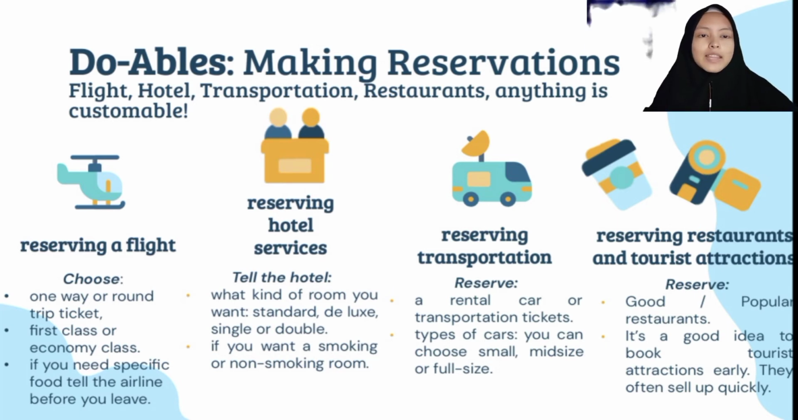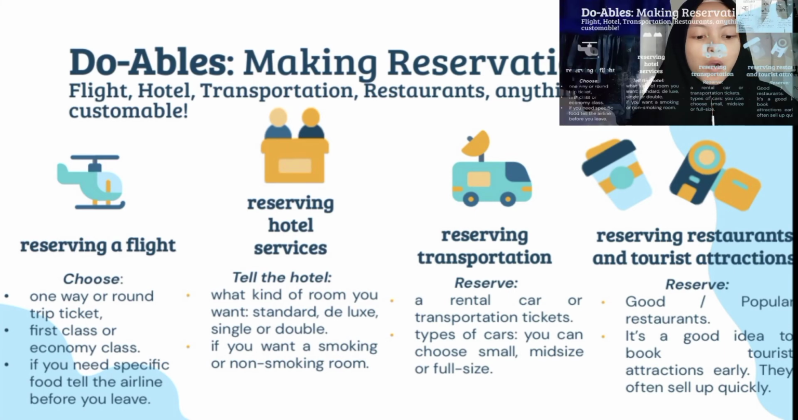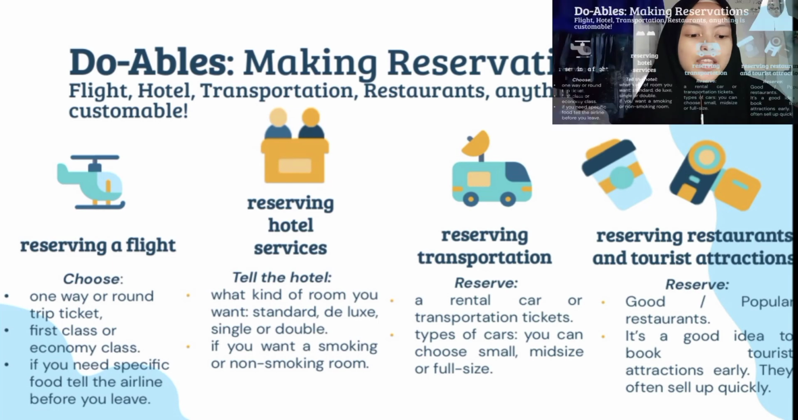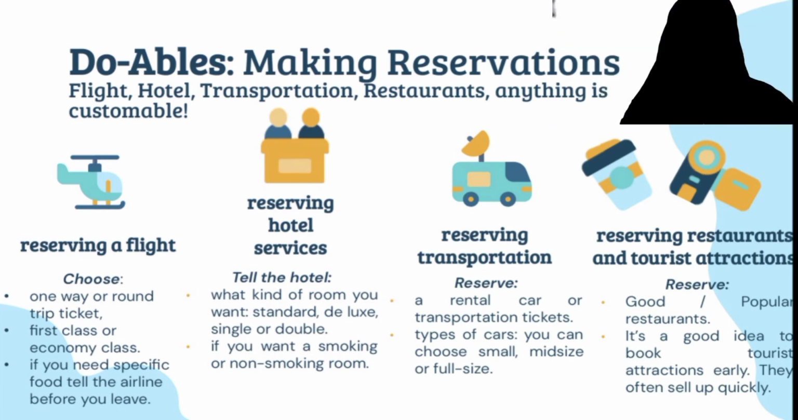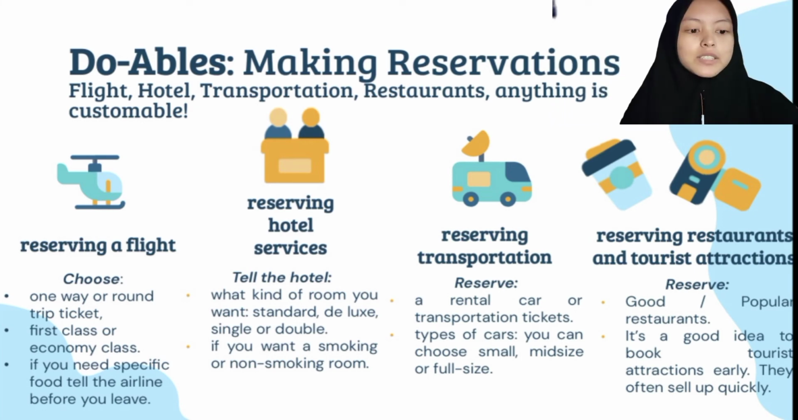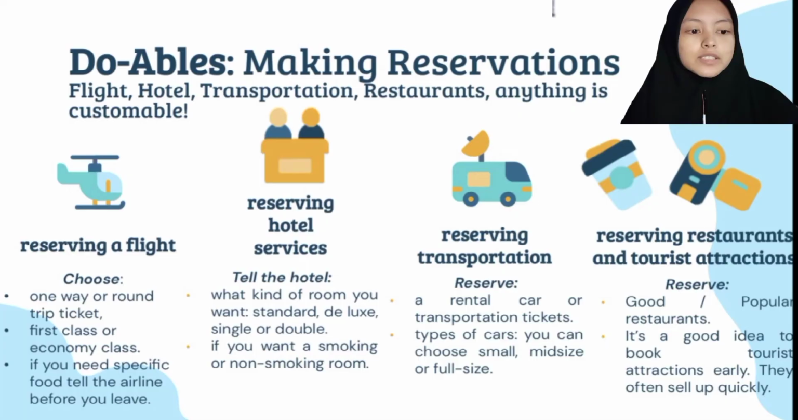And then if it comes to reserving transportation, things that you can reserve are a rental car or a transportation ticket, or also the type of car you want. Will it be small, mid-size, or full size? You can choose any of it. And another thing that you can reserve earlier is restaurants and even tourist attractions. Things that you can reserve are good or popular restaurants.